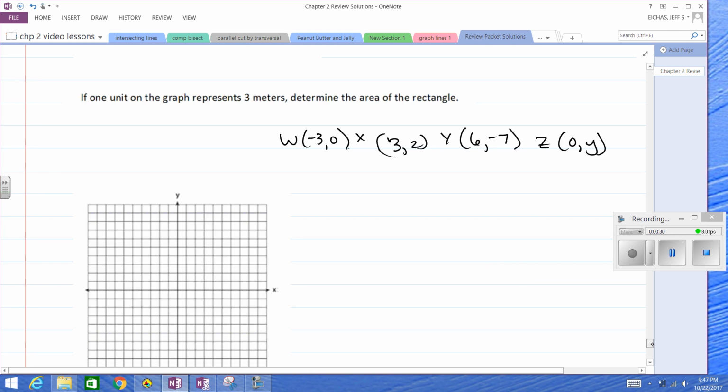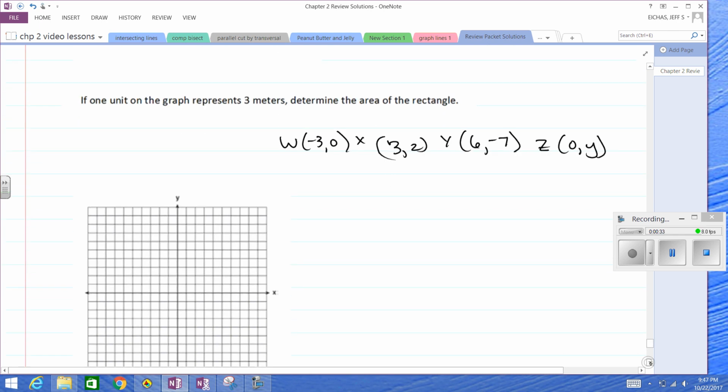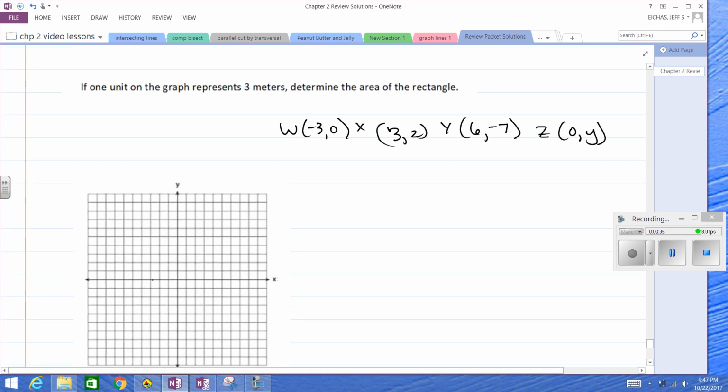All right, and we got to make it a rectangle. So here we go. Negative 3, 0, 3, 2, 6, and it looks like that's y, w, x. Okay, a couple things we got to be careful of.